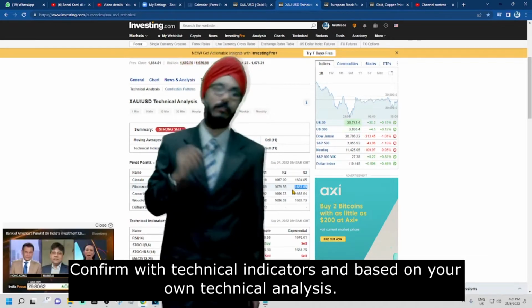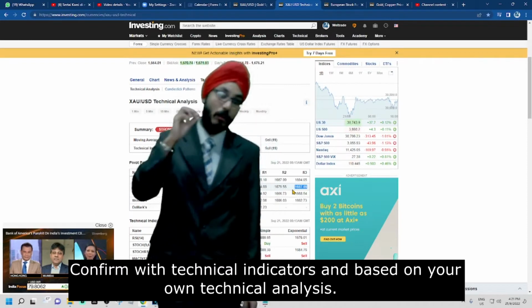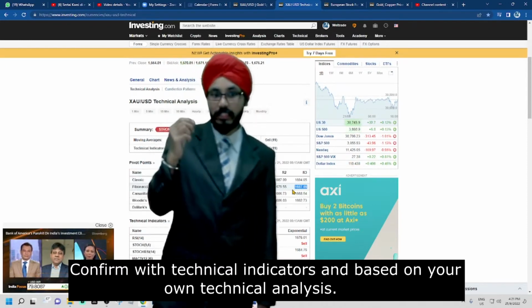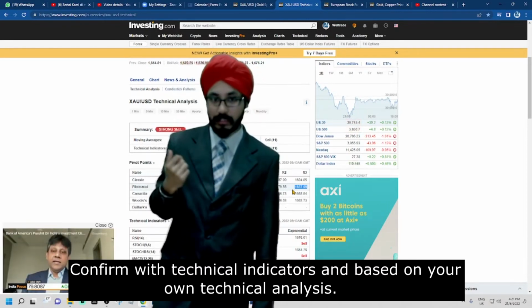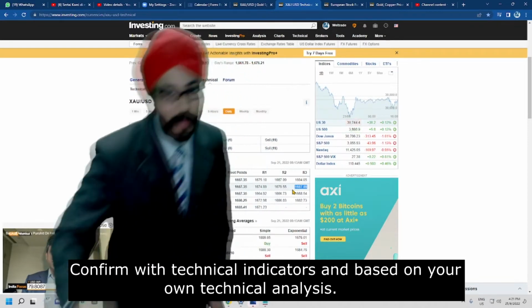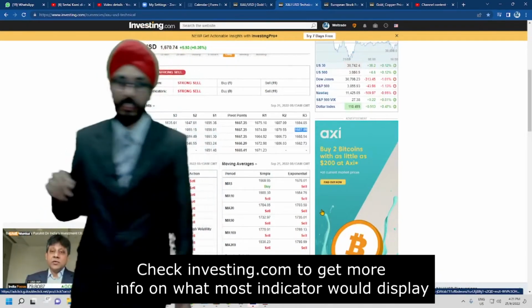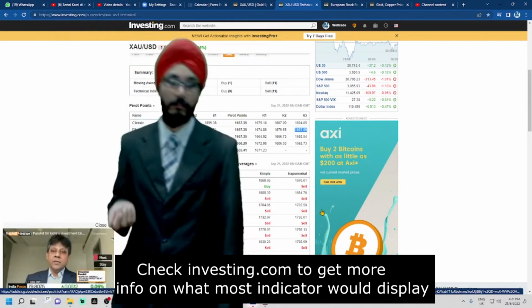What we could do is, let's say we would like to place our entry, we will have to check all the technical indicators and match them to ensure that they are showing the same support and the same resistance, and it needs to be based on your own technical analysis as well. As we could see here, most of the technical indicators in the daily are showing sell. Yeah, it's a strong sell.